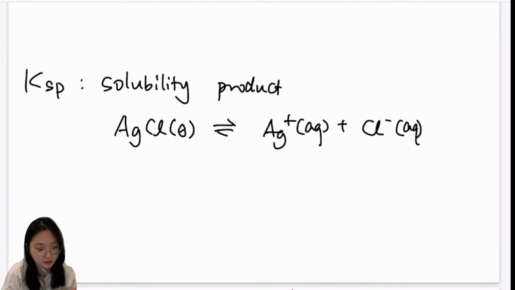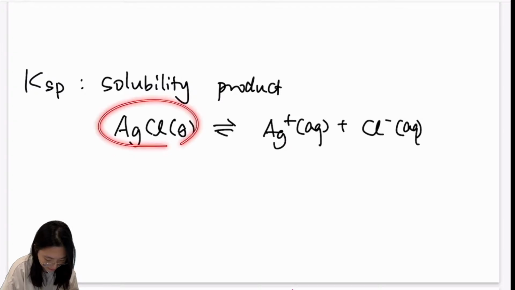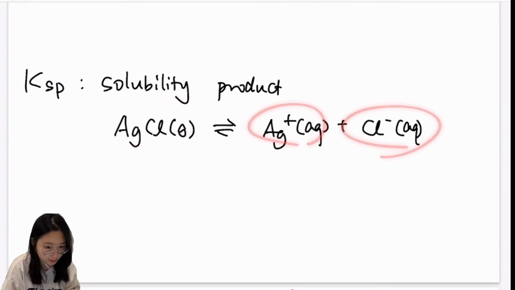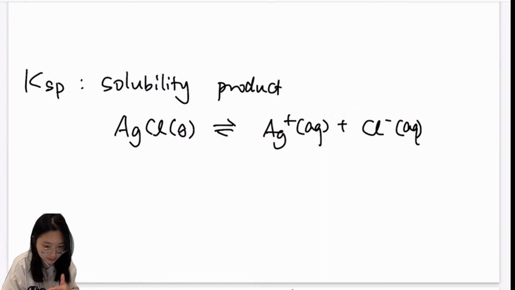The forward reaction rate is equal to the reverse reaction rate. That's why you don't observe any change in the mass of the silver chloride in water, or in the concentration of these two ions. But they're actually constantly going back and forth. So it forms an equilibrium.